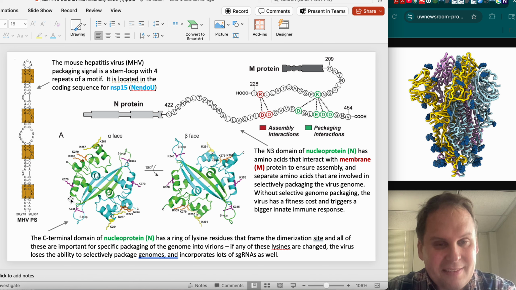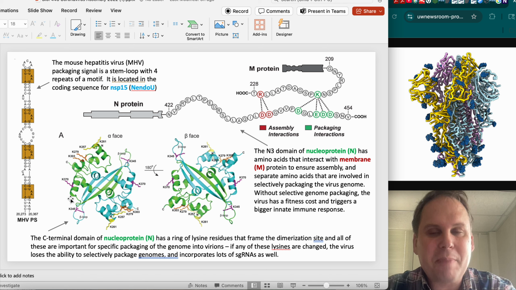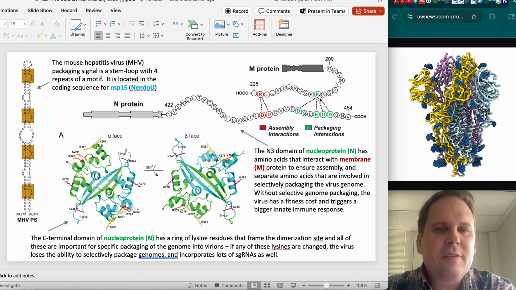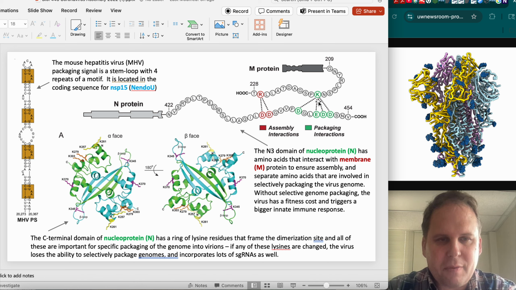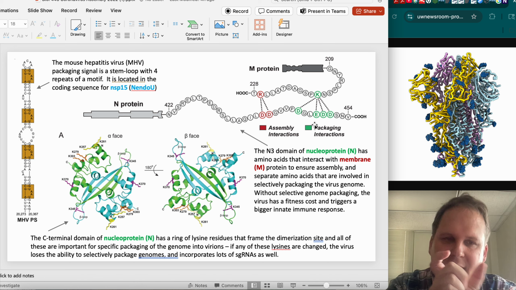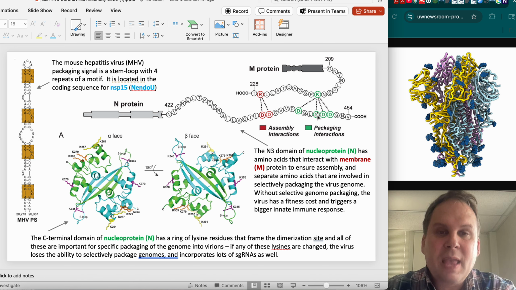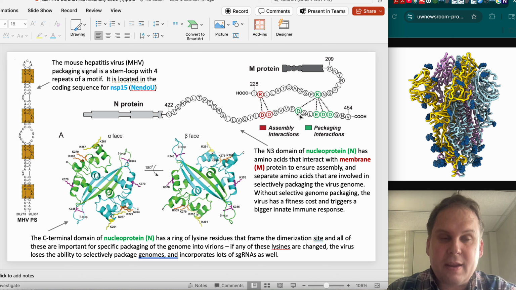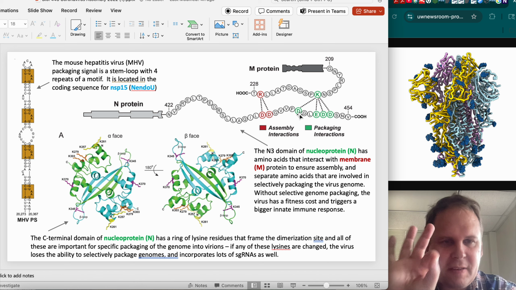But N is not done with its little tricks that are involved in packaging and assembly, because there are also packaging interactions that are going to occur here. So there's one amino acid in the M protein. It's a lysine that's conserved. And there are several acidic amino acids in the C-terminal domain. So it's the N3 domain, is what we call it. It's right at the end of the N. And all of those are involved in specifically packaging genomes.